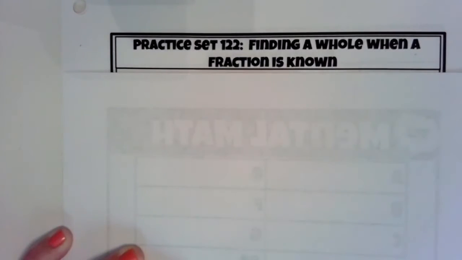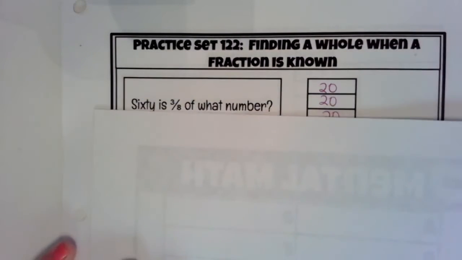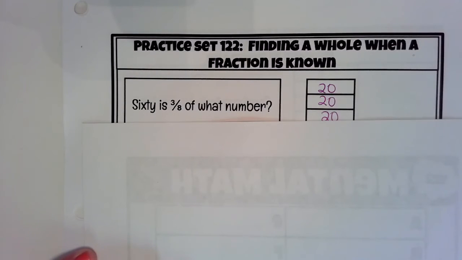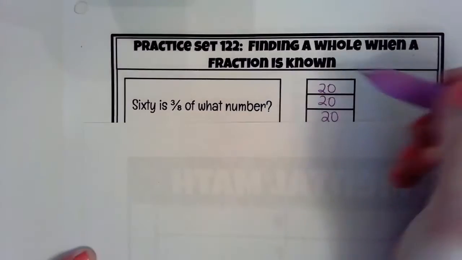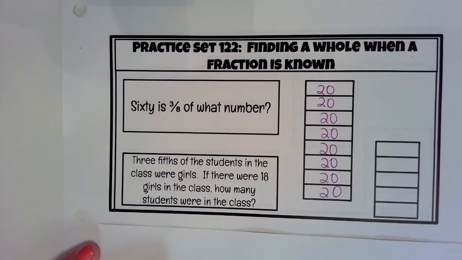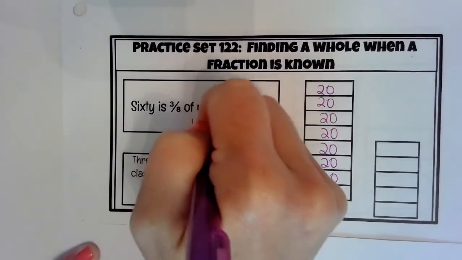Okay, so for this one, it's a bigger number. 60 equals 3/8 of what number? 3 parts, 3/8 of what number? So I'm going to divide 60 by 3. That's going to give me 20. 20 in each box. 20 times 8, 160.